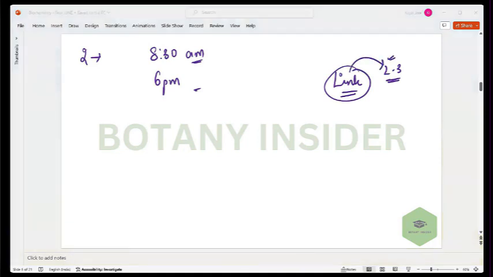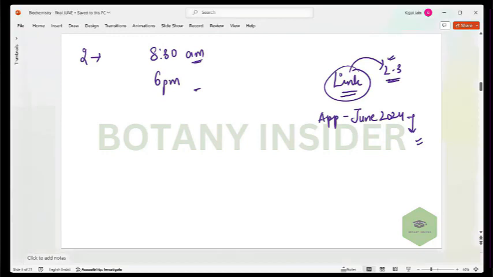If by chance, for any reason, you're not getting the link, no worries. Just open the application and tap on your course, that is, the June 2024 course. You'll be easily able to join the class. You'll see the option of join class. There would be a red dot and written down live class. Just tap on that, you'll be able to join in.